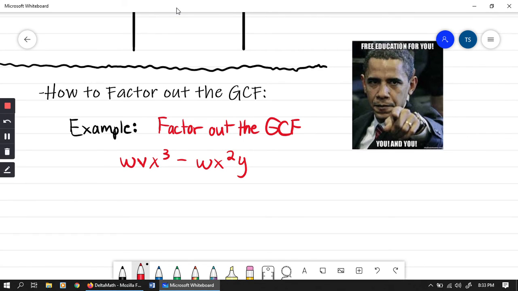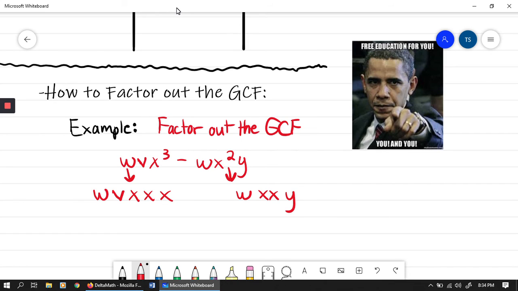And again, like I said, you don't have to do it my way, where you write it out the way that I write it out, but I like to write it out where you can see exactly how many variables are there. Okay, so there's 1 W, there's 1 V, there's 3 X's, 1, 2, 3. All right, and again, the same thing with this one. There's 1 W, there's 2 X's, and there's 1 Y.